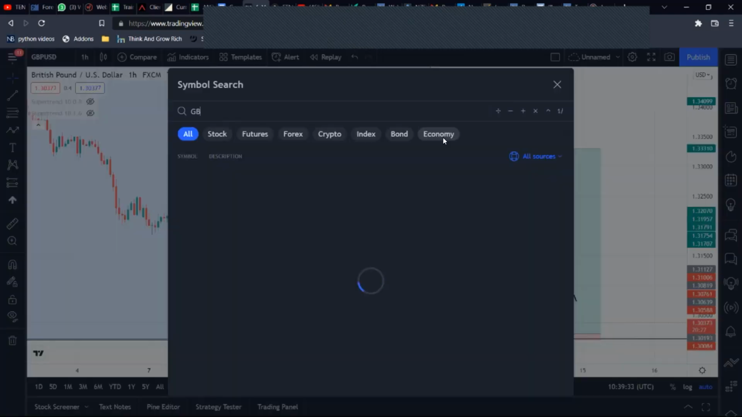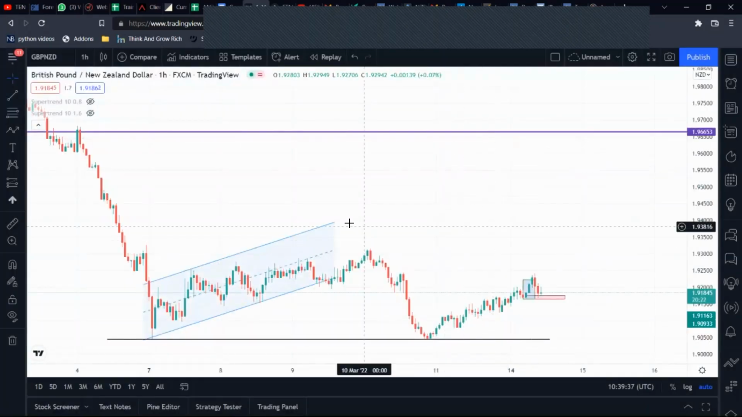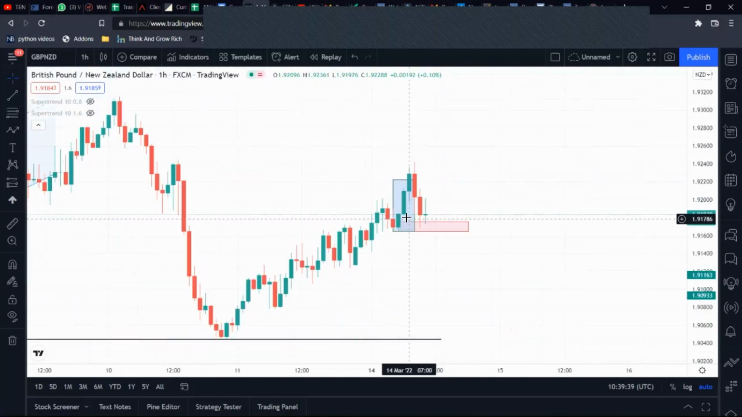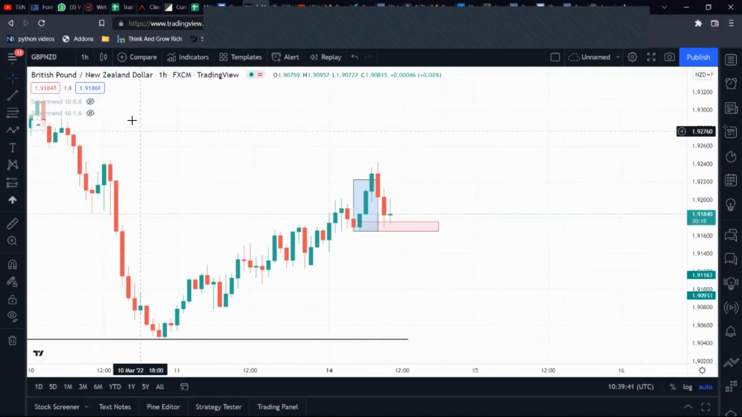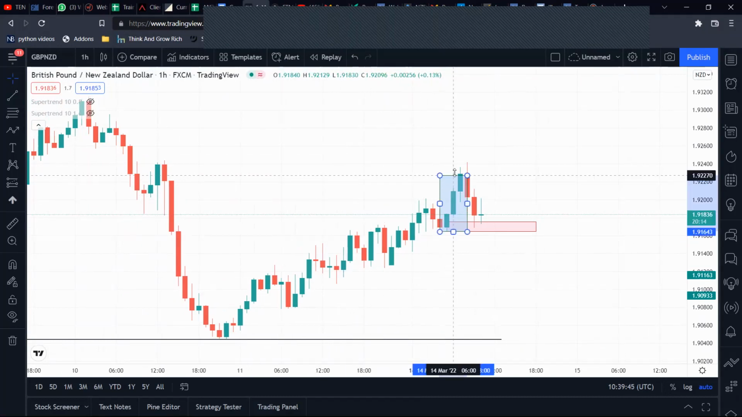And then finally, I'm going to talk about GBP NZD. Quite similar to GBP USD. So GBP NZD, okay, let's see. This was one I was looking at this morning.